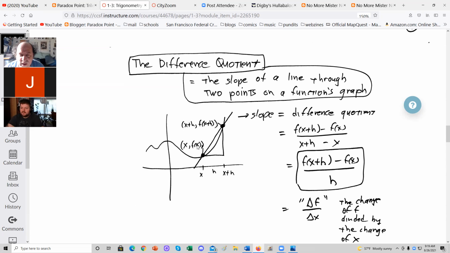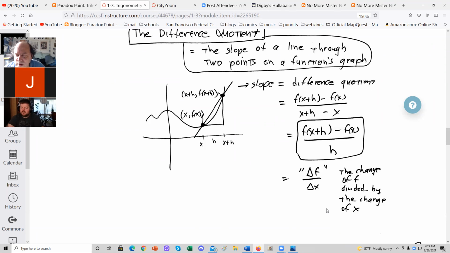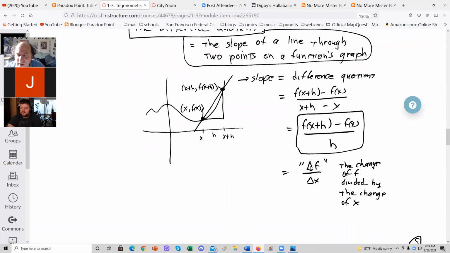So it'll be the difference of the f's, f of x plus h minus f of x, divided by the difference of the x's, x plus h minus x. And so it's f of x plus h minus f of x, all divided by h. This is also known as delta f over delta x, where delta means difference. So it's the change of f, the difference of the f's, divided by the change in x, the difference in the x's. Later, when you get to calculus, what you'll do is you'll let h approach 0 until you get the slope of a tangent line, but that's for later.